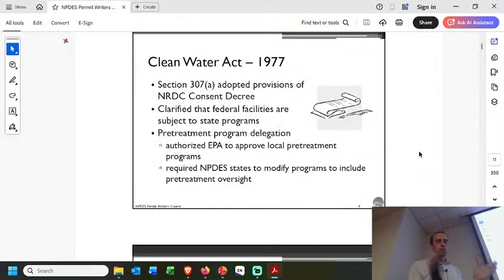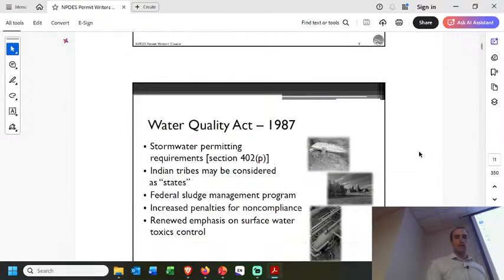And so, you know, probably learned the hard way, but 1977, that was part of what was added is, okay, well, if we have an industry that wants to discharge to municipal treatment, maybe there's some pre-treatment programs that we could put in to make sure that we're not destroying our normal wastewater treatment in an effort to do that.